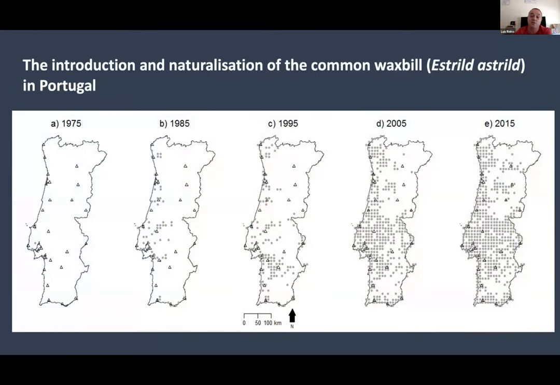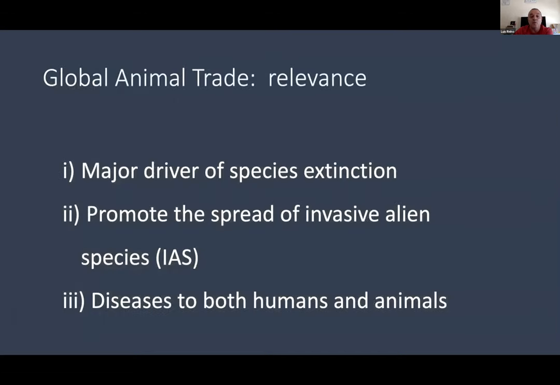And the situation nowadays is that this species is naturalized in Portugal and in Spain, and if it has the opportunity, it may further expand to other European countries. So this is, again, how geopolitics, trade, etc. may change the composition of an ecological community in a country.